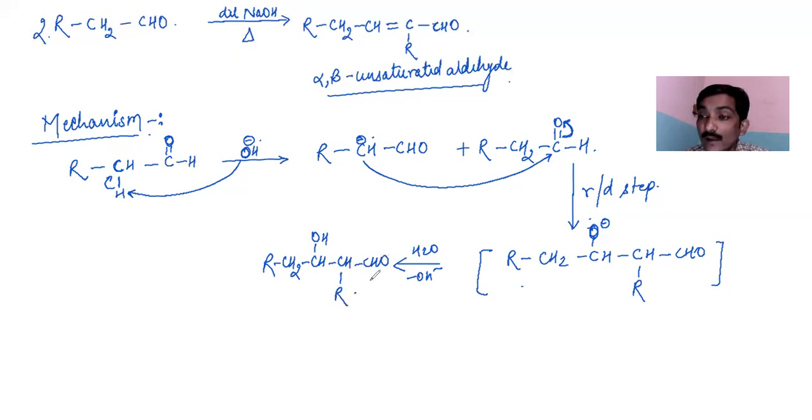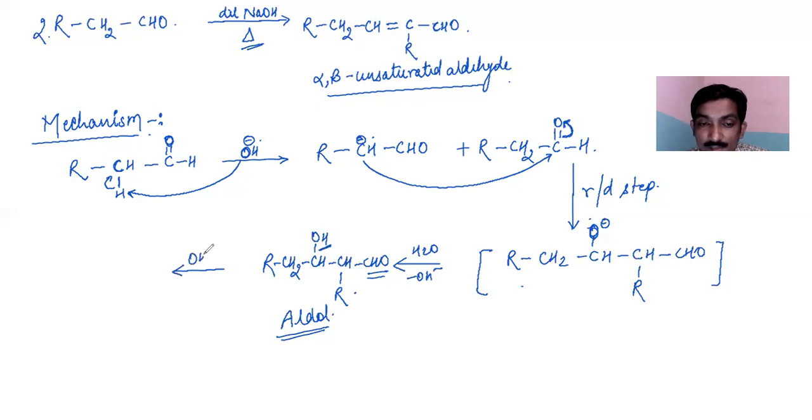This molecule, as we see, has an aldehyde as well as an alcohol. So this product is named as aldol. If we stop this reaction here, we do not heat. If heat is not supplied, the reaction stops at this very moment, and the final product is aldol. But condensation occurs after the formation of aldol if heat is provided.